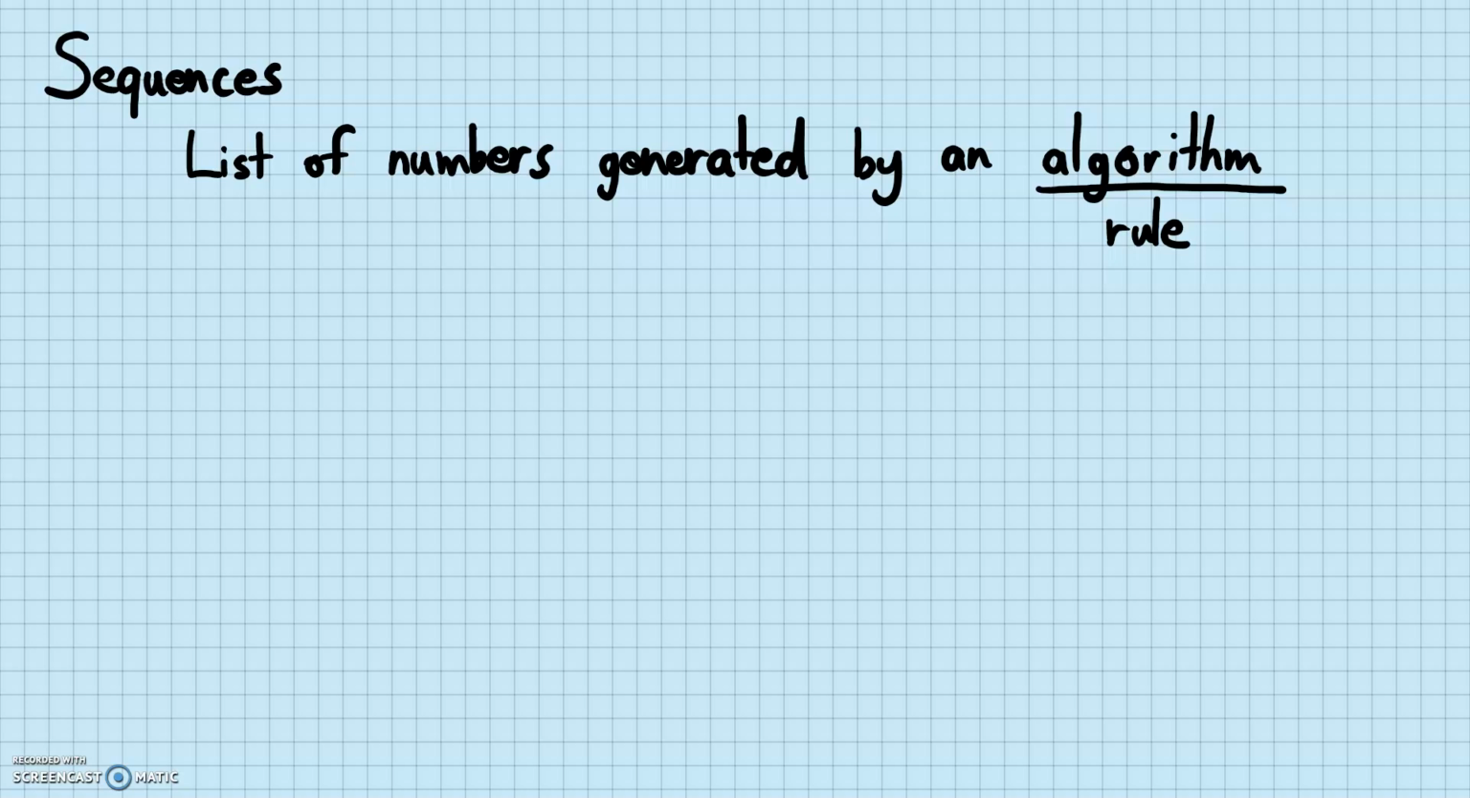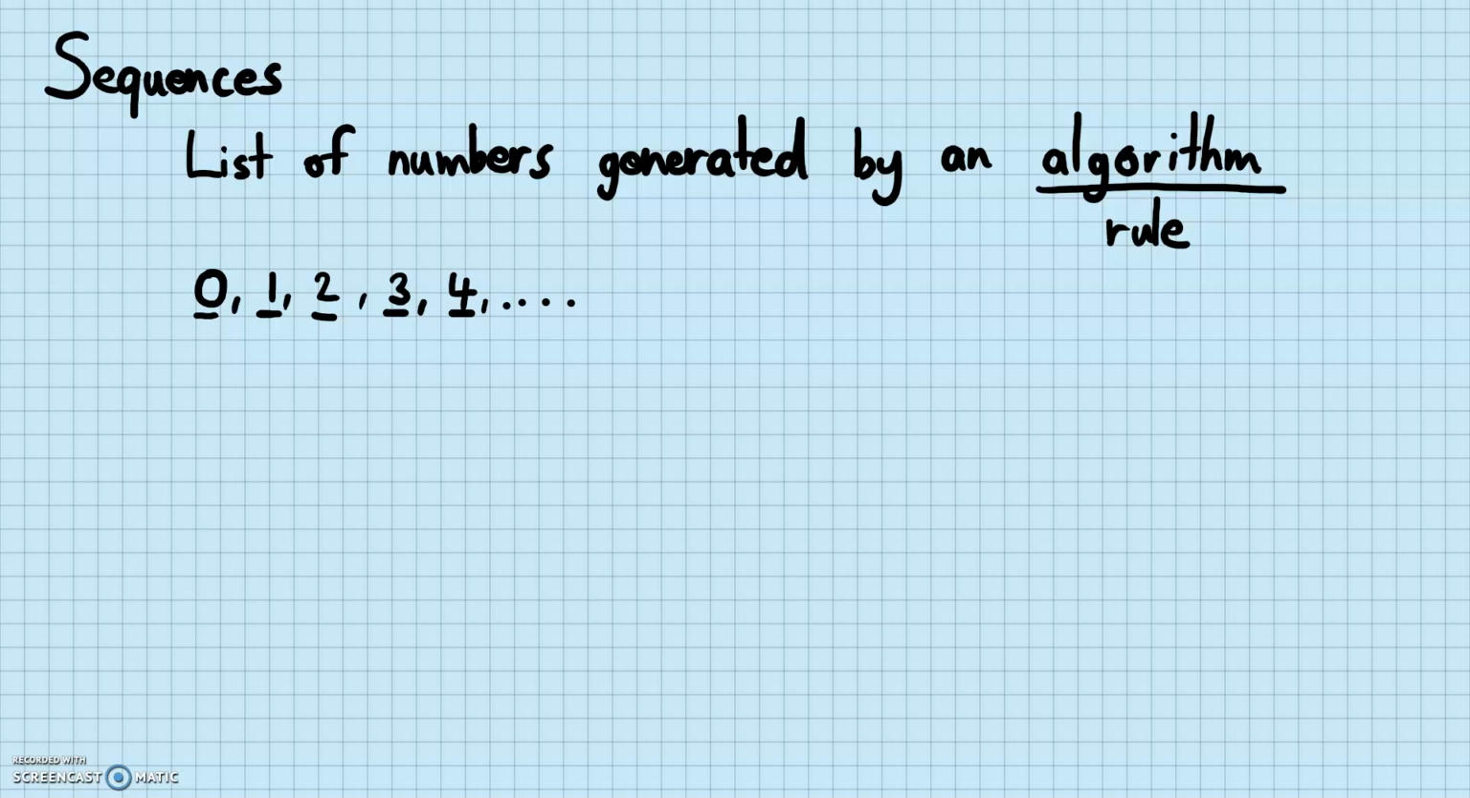So let me give you an example of a sequence. It's a sequence that you are all very familiar with. The list of positive integers. So 0, 1, 2, 3, 4, etc. Is there a rule that relates these numbers? And the rule is to get the next number from the previous number, you just need to add 1.